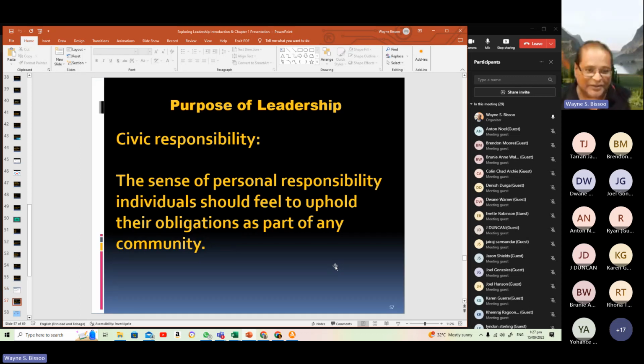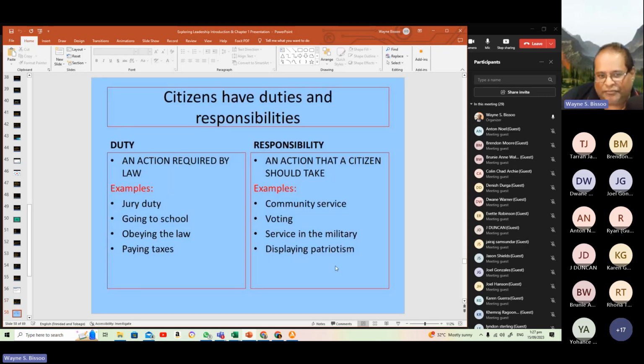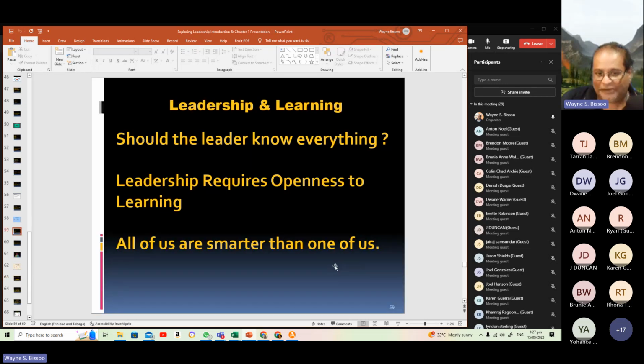All right, civic responsibility, sense of personal responsibility. Individuals should feel to uphold their obligations as part of any community. So that requires that we go to school if you're a student, obey the law, pay taxes when called upon, do your jury duty. Those are the kind of activities we need to be doing. You guys get involved with a fair amount of this stuff already, serving the military, display patriotism, that type of stuff. Those are all part and parcel of the whole process of doing this.